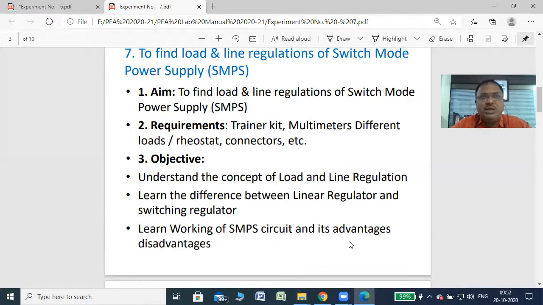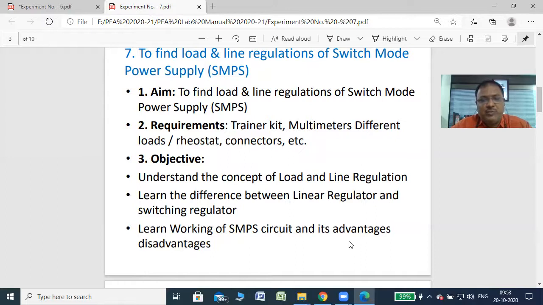A regulator means it gives a constant DC voltage against changes in these two parameters: a change in line voltage or a change in load current. So we have to find out the load regulation and line regulation. The process to find the load regulation is to keep the input voltage constant, change the load current, and observe the output voltage across the regulator. Ideally it should be constant, but practically it changes slightly.